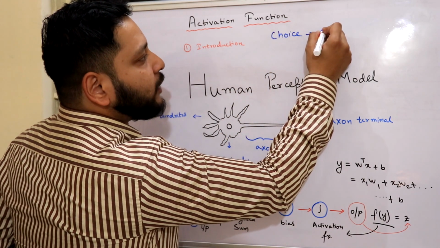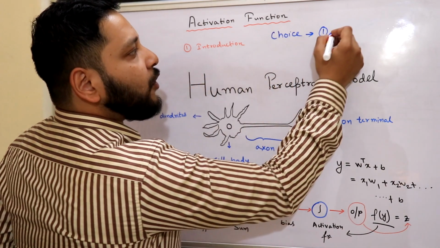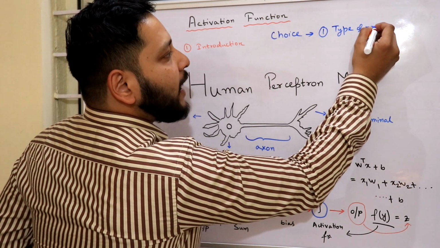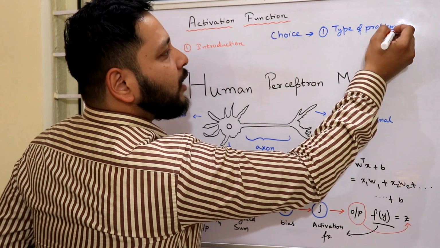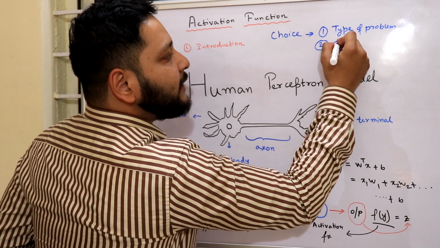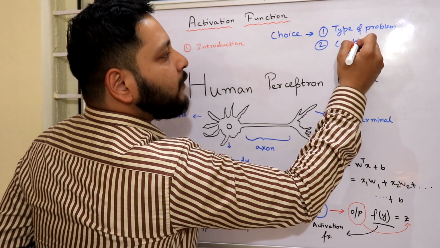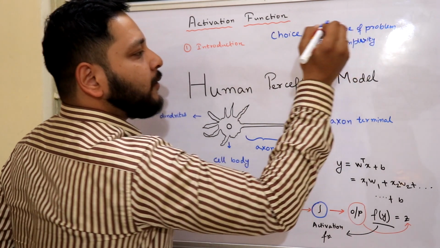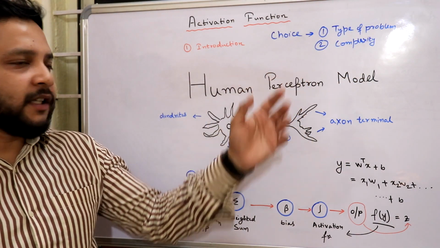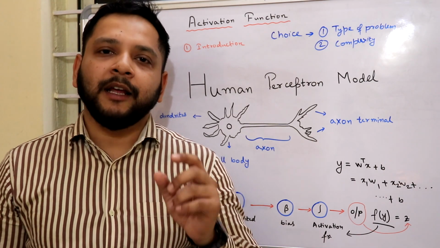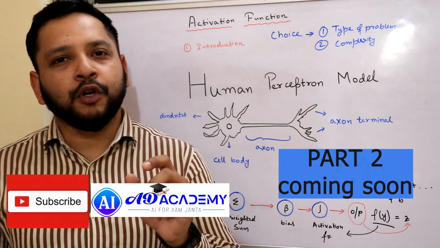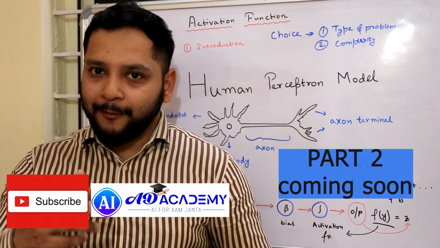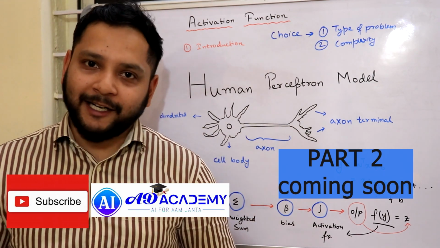It depends on two things. First of all, it depends on the type of the problem we are solving, and second is the complexity of the problem or the complexity of the neural network. Based on these two things we will decide which activation function is to be used for a particular scenario. So in my upcoming video I am going to talk about different types of activation function.